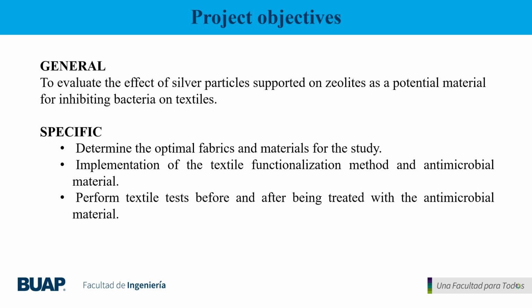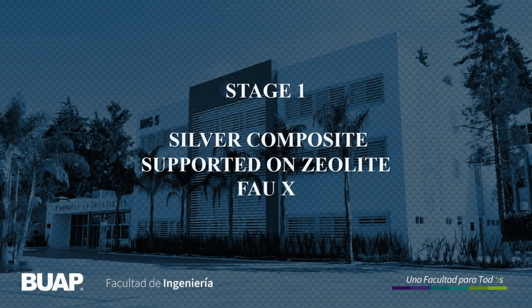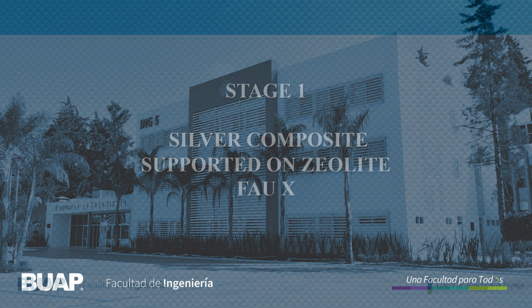To do this, we have set three specific objectives. The first is to determine what type of textile fabric and materials are optimal for this study. Second, to implement the textile functionalization method and the antimicrobial material. And finally, to carry out tests on the textile before and after to compare the results of the antimicrobial effect. For the experimental stage, we have divided it into two phases. The first refers to the preparation of the silver composite supported on VX zeolite.